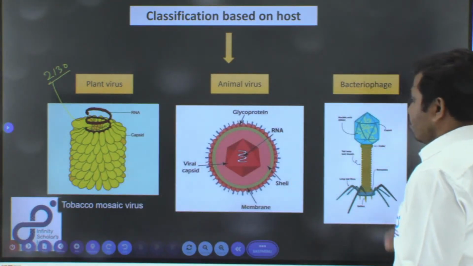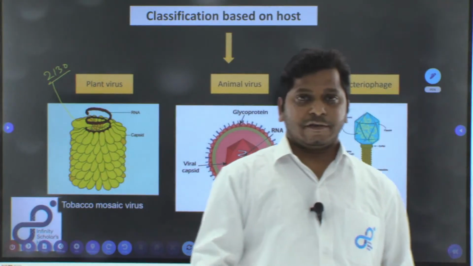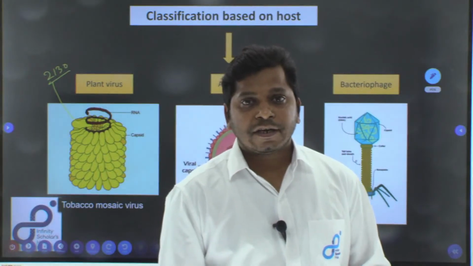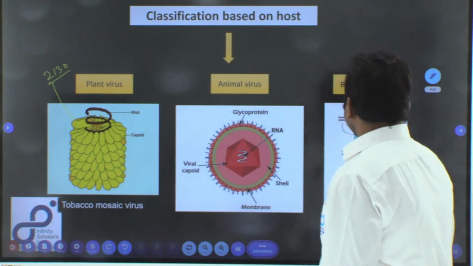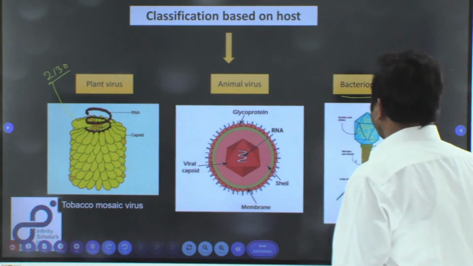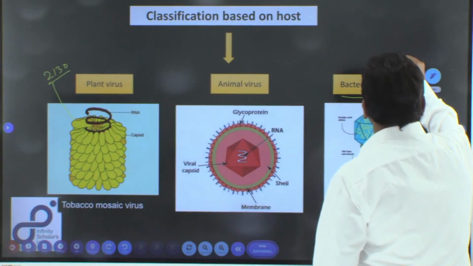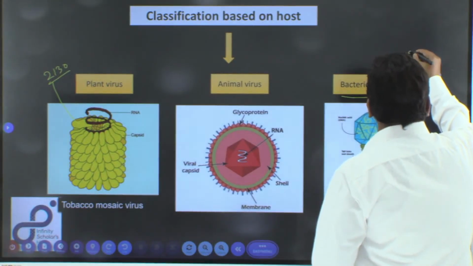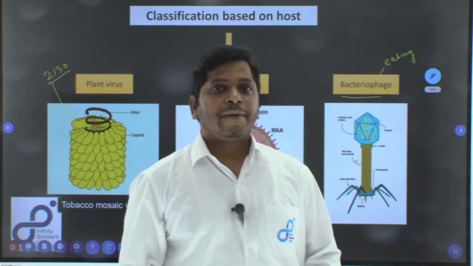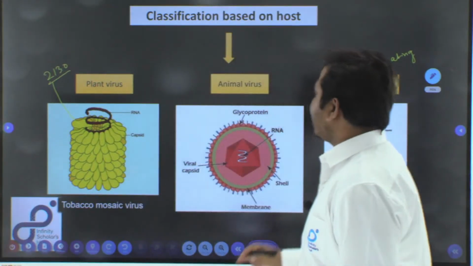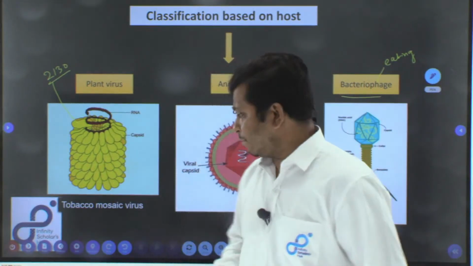The other group which we are specifically going to discuss today is the bacterial viruses. These are the viruses which infect only bacteria, and therefore they are called bacteriophage. Why are they called bacteriophage? Phage means eating. As they infect the bacteria and destroy the bacterial cell, they are called bacteriophage, or simply we call them phage.